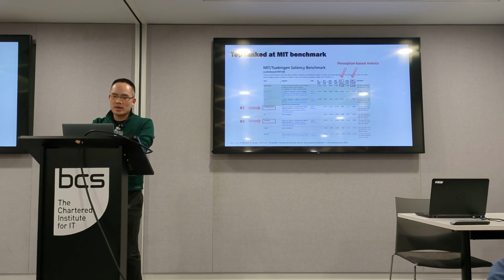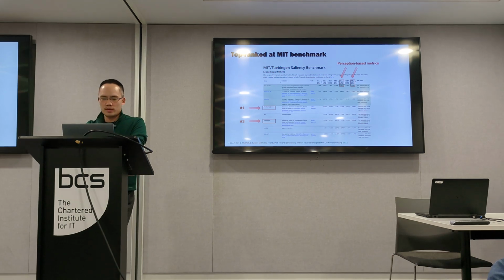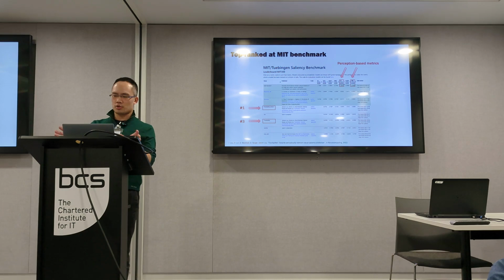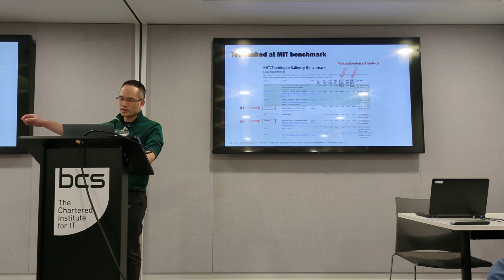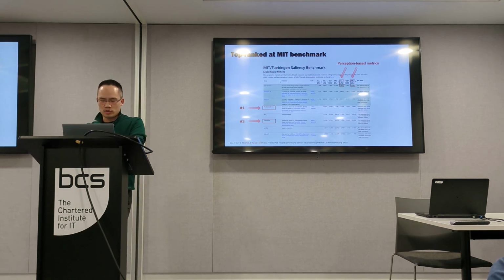We submitted this to the MIT benchmark, and as you can see, in terms of the perception-based metrics, of course there are a few metrics to evaluate your saliency prediction. Some of these metrics, like the AUC family, are more applicable to object detection. But if you really want to check the perceptual difference between your output and the saliency maps, you have to rely on perception-based metrics. Now our model is ranked number one on the MIT benchmark.